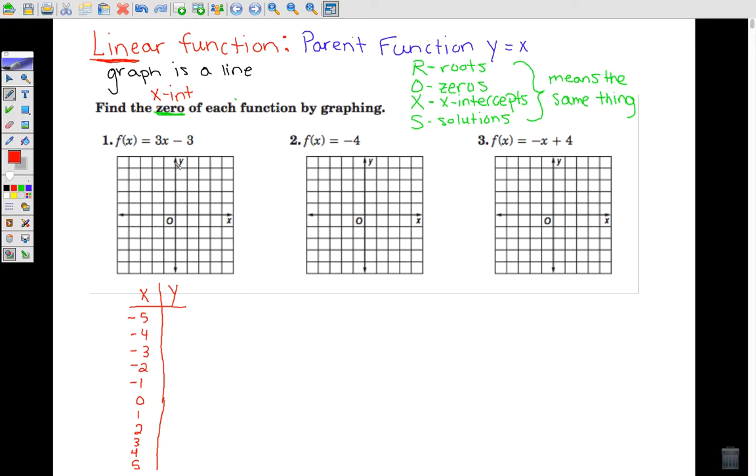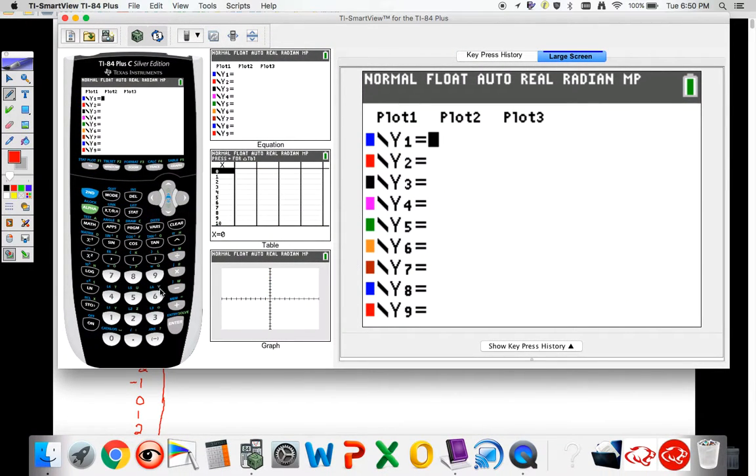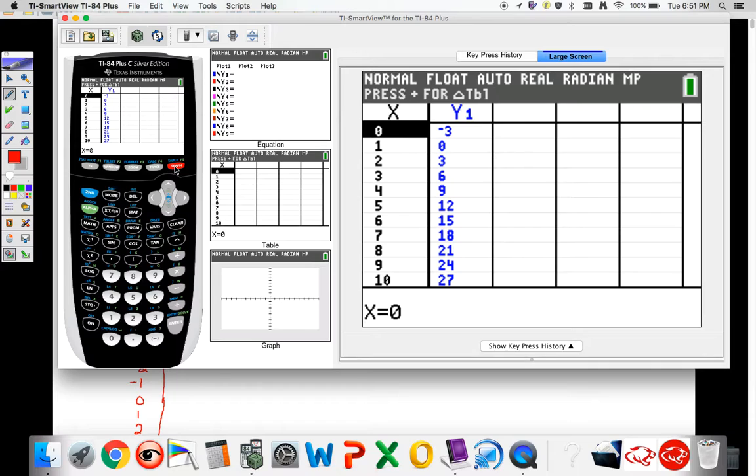Even though this says f of x, remember when earlier we talked about function notation, this is the exact same thing as y equals. So we're going to put this into y equals and look at our table. Let me get my calculator. In y equals, we're going to type in 3x minus 3. And we're going to go to our table, starting at -5. I'll hit my up arrow here at -5. This is perfect, it goes from -5 to +5.